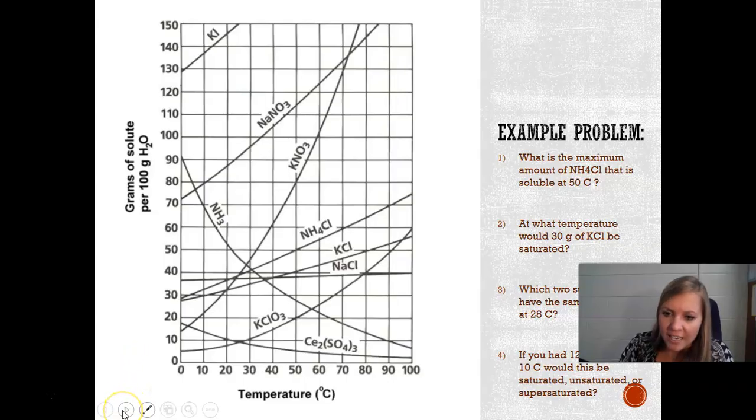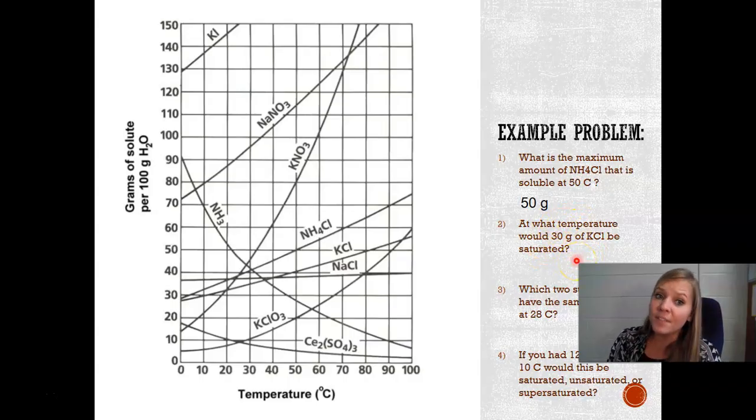All right, the next one says, at what temperature would 30 grams of KCl be saturated? Again, saturation is on the line itself. This is asking me for a temperature, and it's given me grams. Often it may say, at what temperature would 30 grams of KCl dissolved in 100 grams of H2O. Don't let that mess you up. Look over here at the labeling of your y-axis. All of these substances are going to be in 100 grams of water, so we're not worried about that 100 grams of water. We're worried about the 30 grams of KCl.